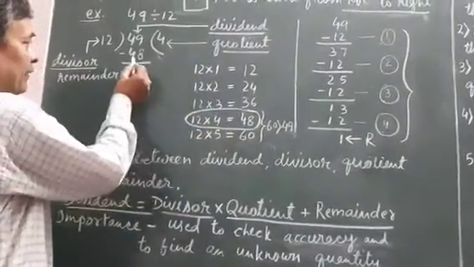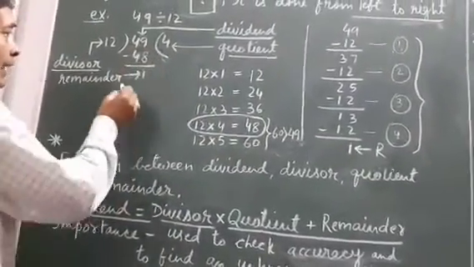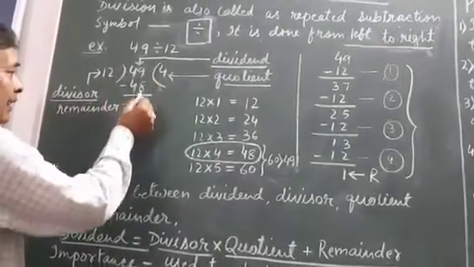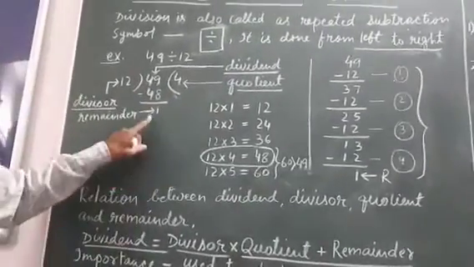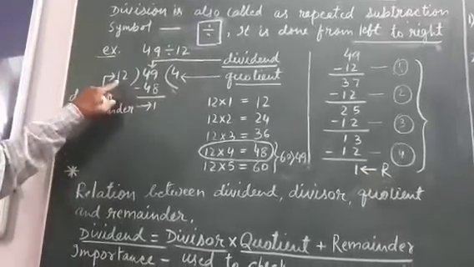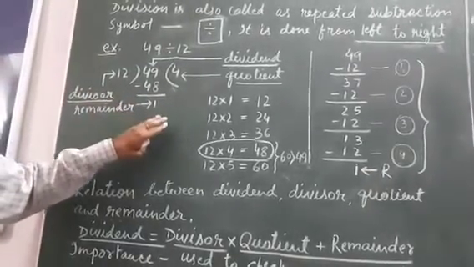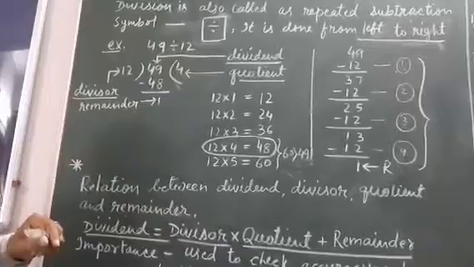Now this 48 will be written below 49. We will do subtraction. 9 minus 8 will give 1. This 1 is smaller than the divisor. Therefore, we will stop division over here.